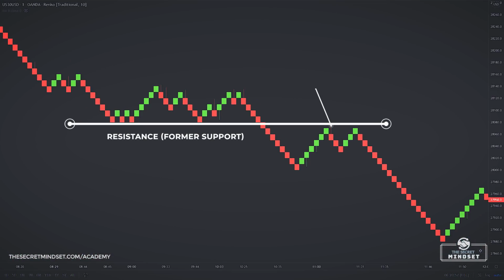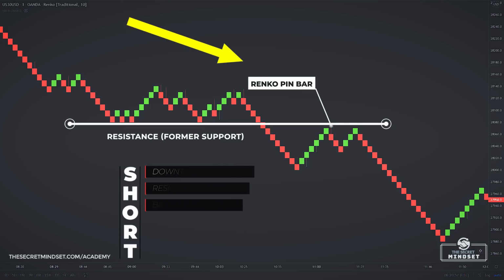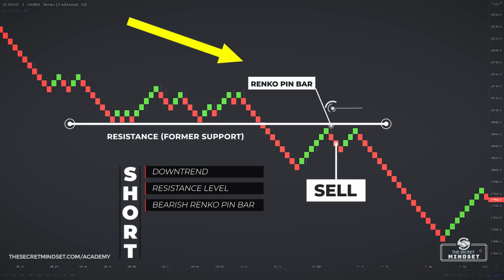We took this trade because we had three important elements. The trend. The market was trending down. In this case, we look for selling opportunities. The level. Here we had a support level that becomes resistance. And the signal. A Renko pin bar was formed after the retracement back to the resistance level.